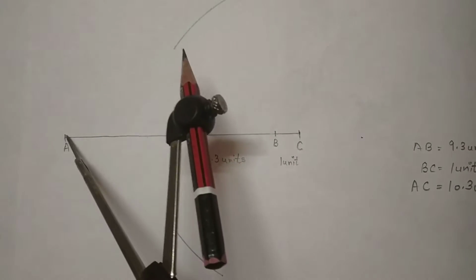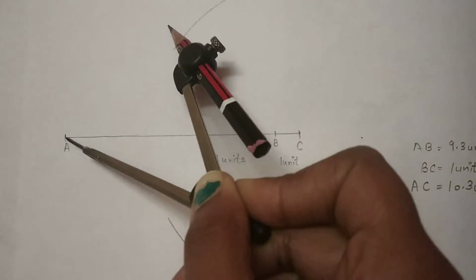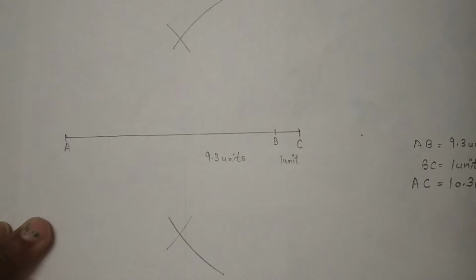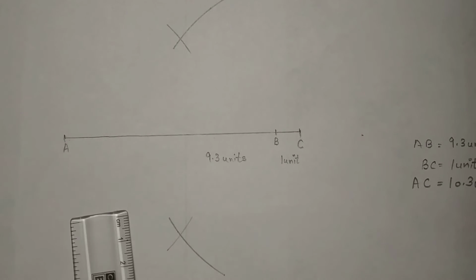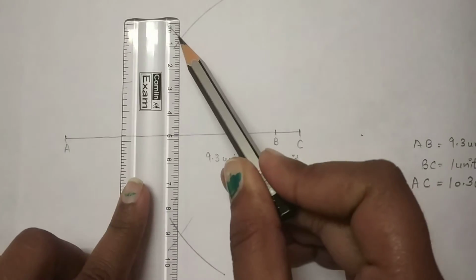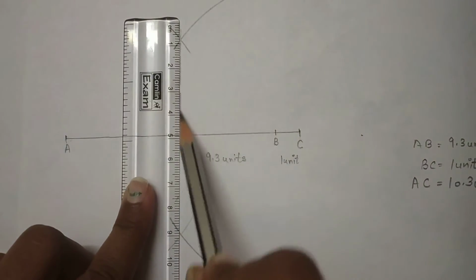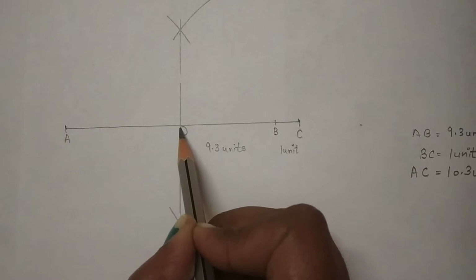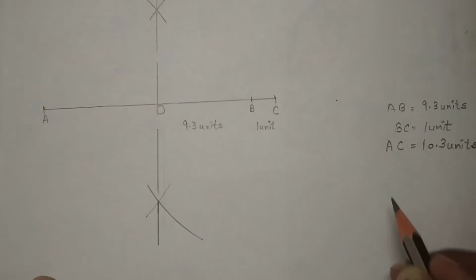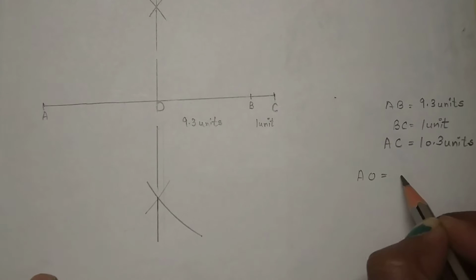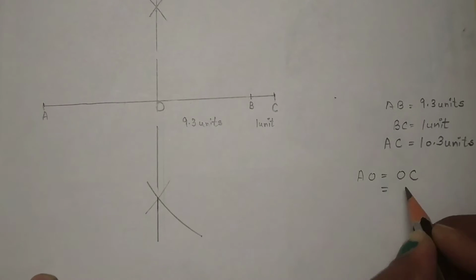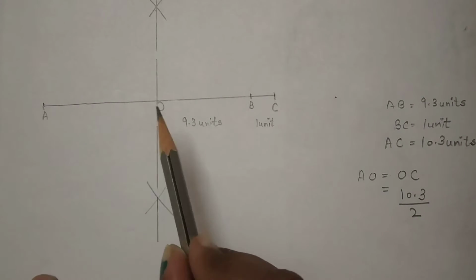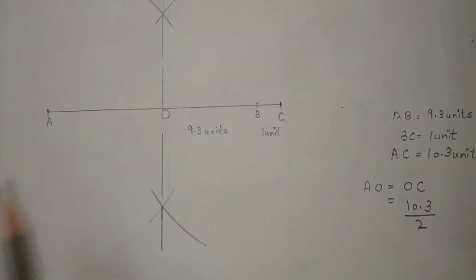Similarly, take the compass at A and cut that line by arcs above and below. Now I have drawn the bisector. Join the line. By joining the line, I will get the midpoint O. I have marked it as O. Now AO is equal to OC is equal to 10.3 half. Right? I have got the midpoint of line AC.